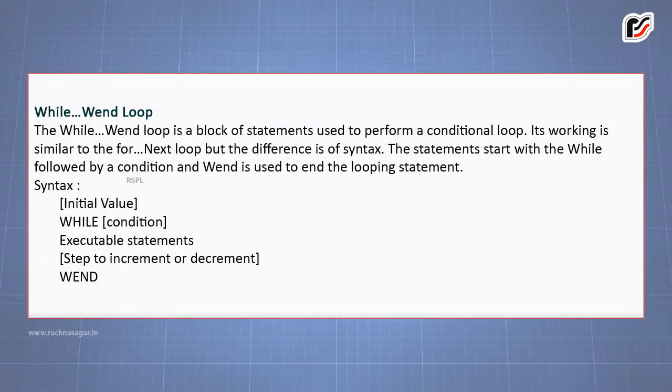While wend loop. The while wend loop is a block of statements used to perform a conditional loop. Its working is similar to the for next loop, but the difference is of syntax. The statement starts with while followed by a condition, and wend is used to end the looping statement. Syntax: initial value, while condition, executable statements, step to increment or decrement, wend.